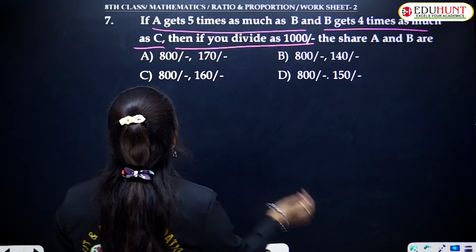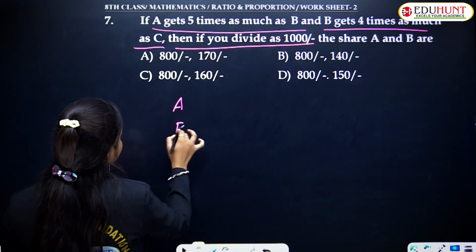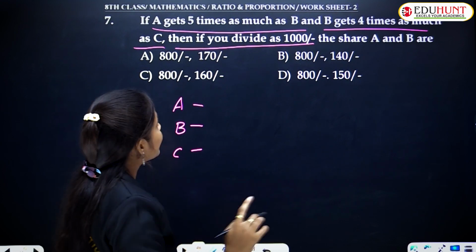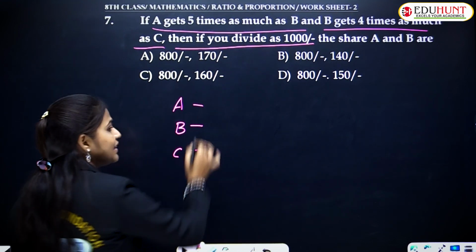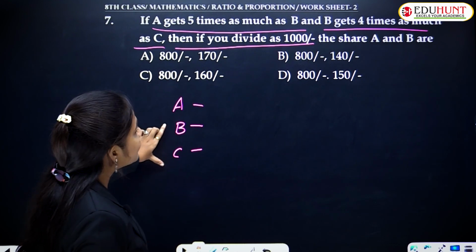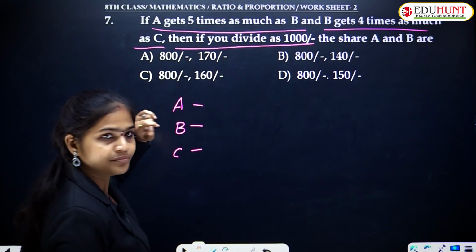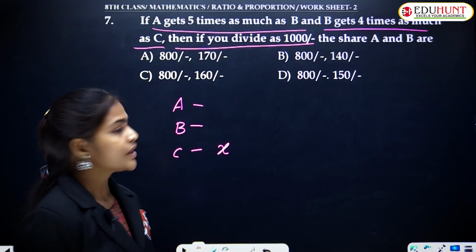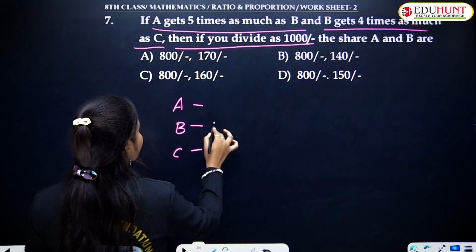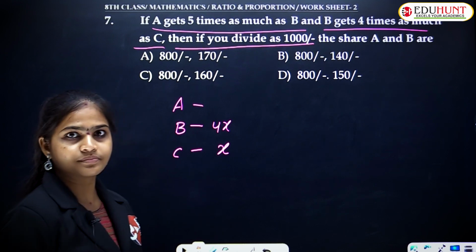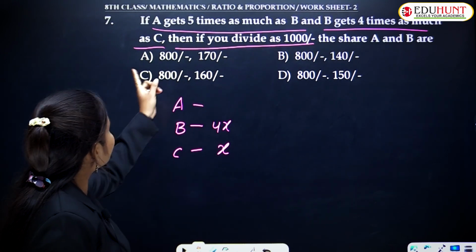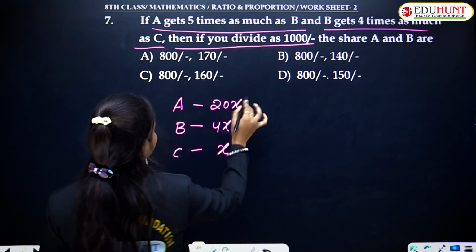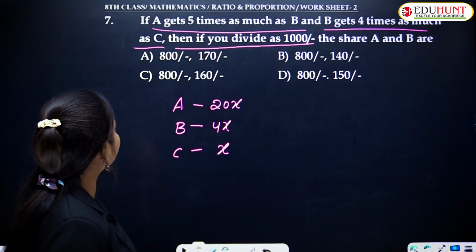Understand? So children, see here, there are 3 persons, A, B, C. A gets 5 times as much as B, so they are comparing A and B. And here they are comparing B and C. So first we have to take C as x. Next, B is 4 times of C, 4 times of x. And A is 5 times as much as B, so 5 fours are 20x. Understand?